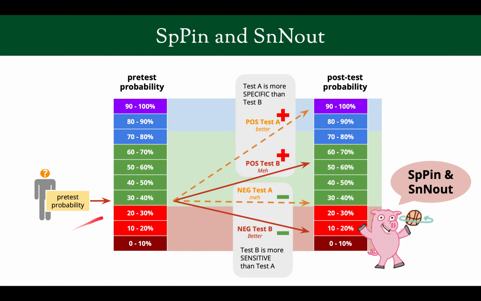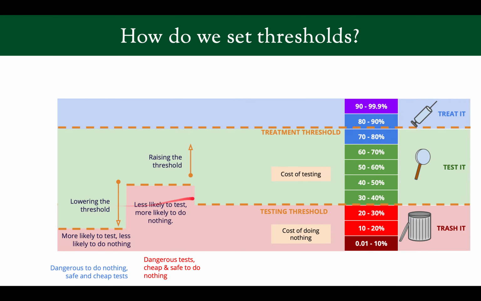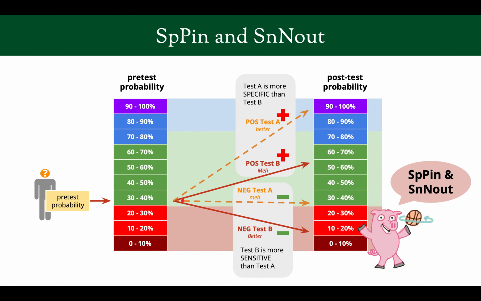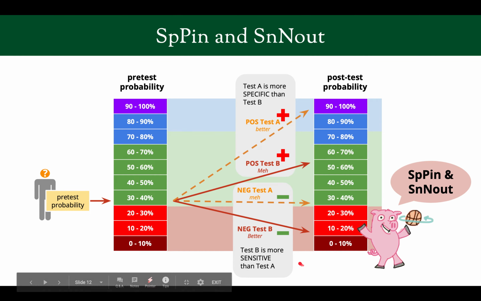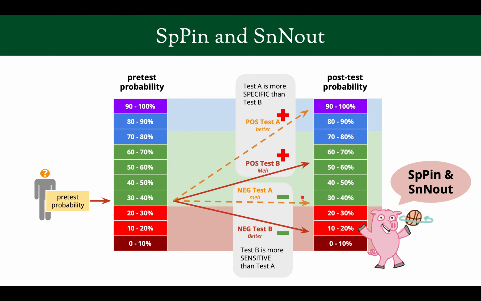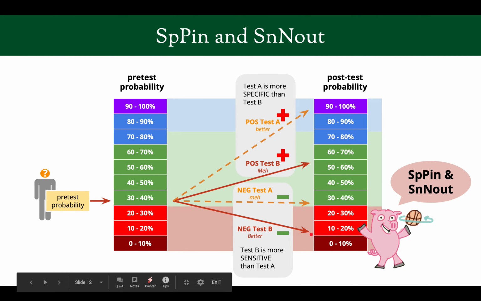Okay, so we start with a pretest probability, and then we do a test. Because a test is what's going to then get us from this green area to either the blue area or to the red area. Positive tests are going to raise our probabilities, and negative tests are going to lower them. How much it raises them or how much it lowers them depends on the test characteristic. A very specific test is going to raise the probability more than a less specific test. And a very sensitive test is going to lower the probability much more than a low sensitivity test.